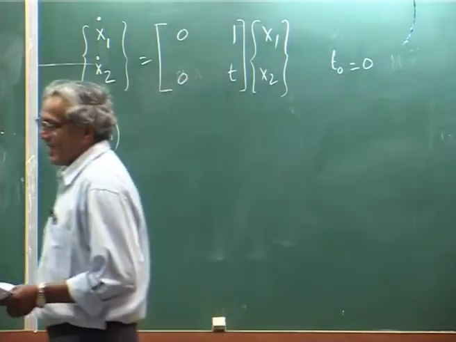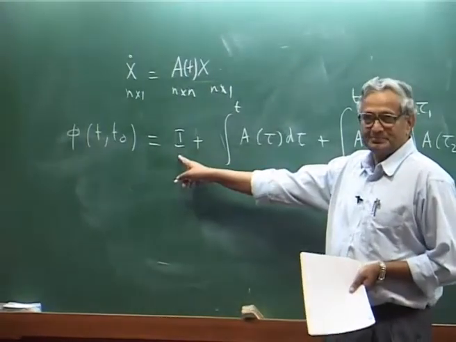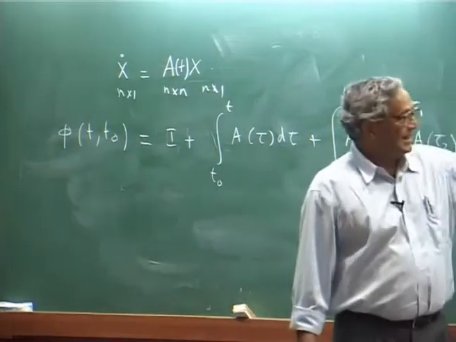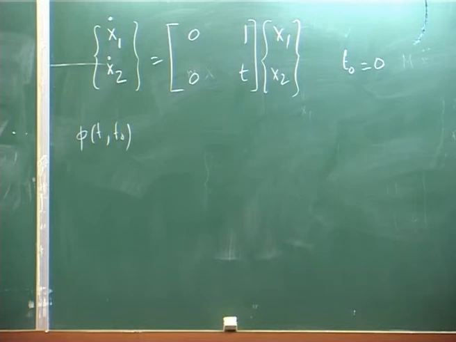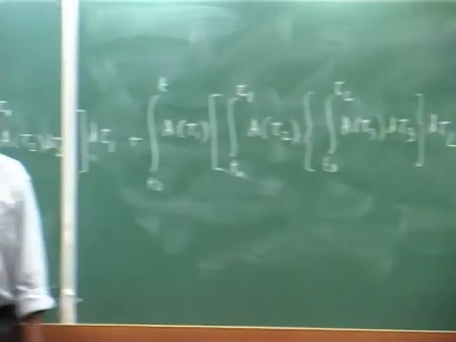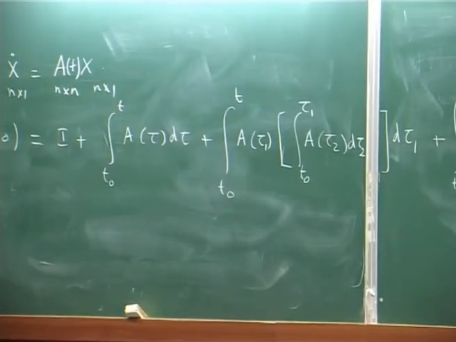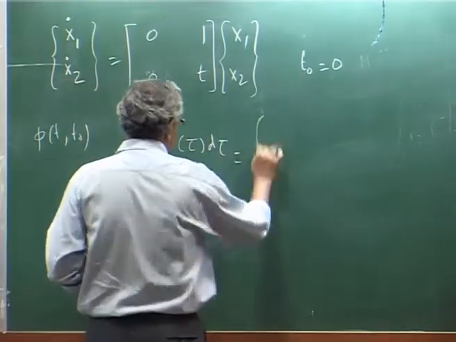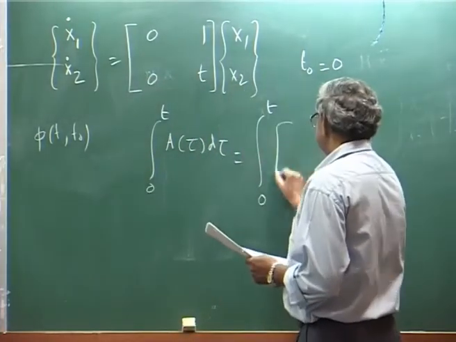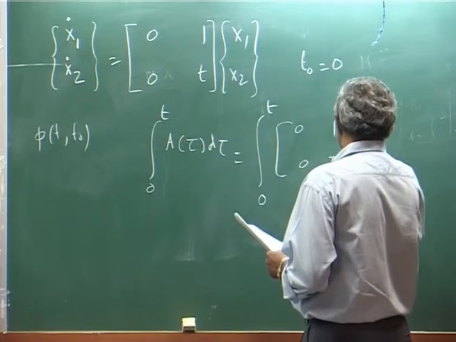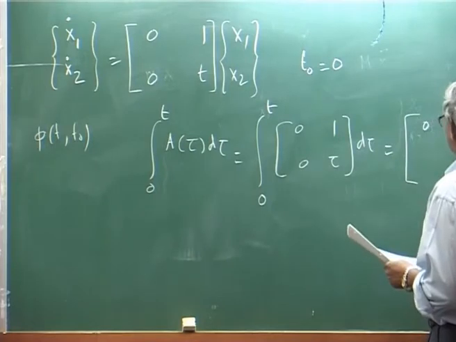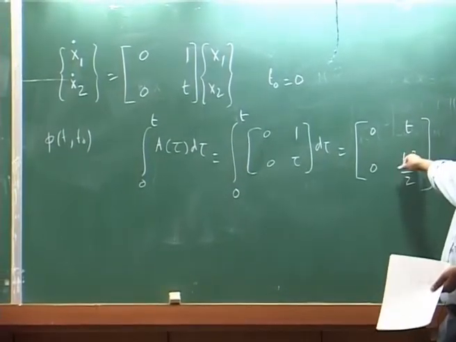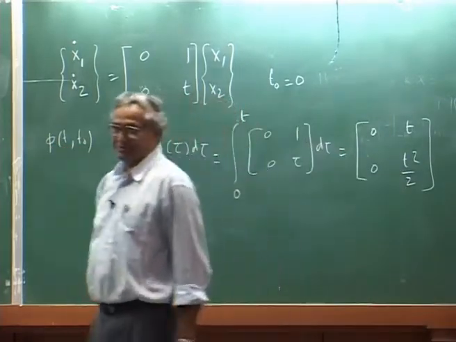So, what it will have, very first, is I as it is. Then the second term will come, the integral of A tau d tau. You have to put that, that means 0 1 0 t, put the integral, and that will become 0 tau. So the first term is the integral from 0 to t of A tau d tau, which is the integral from 0 to t of 0 1 0 tau d tau. That is the first term. Now you have to go to the second term.